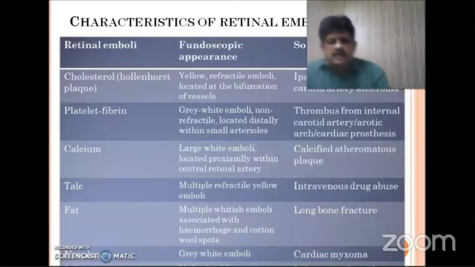Coming to the characteristics of retinal emboli which cause occlusion, the commonest are cholesterol plaques, also known as Hollenhorst plaques, which are highly refractile emboli located at the bifurcation of the vessel, with the source being ipsilateral internal carotid artery atheroma. The second commonest is calcium emboli.